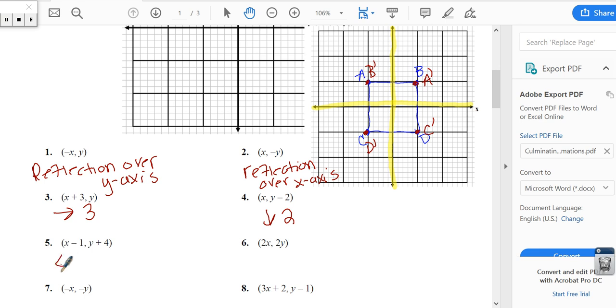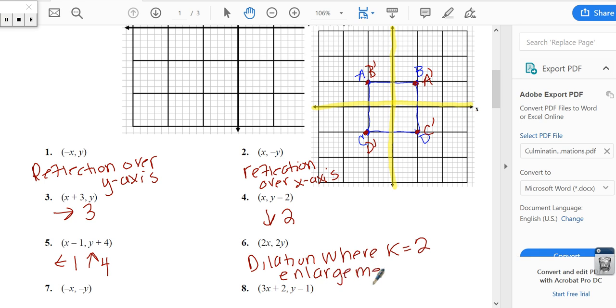This is going to be left 1, up 4. This is going to be a dilation where k is equal to 2, and we're going to get an enlargement. And I can say that because both letters are being multiplied by 2, so the scale factor is 2.